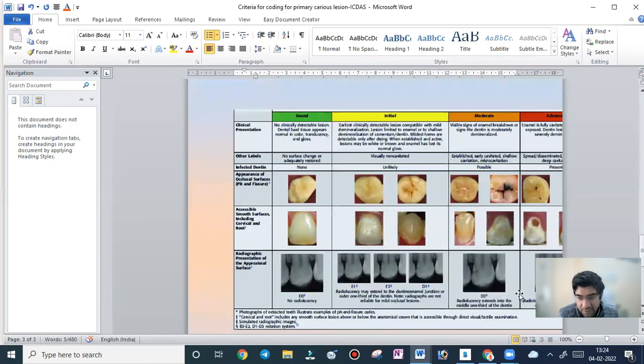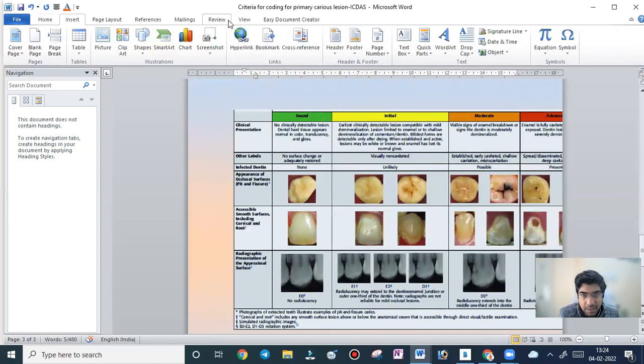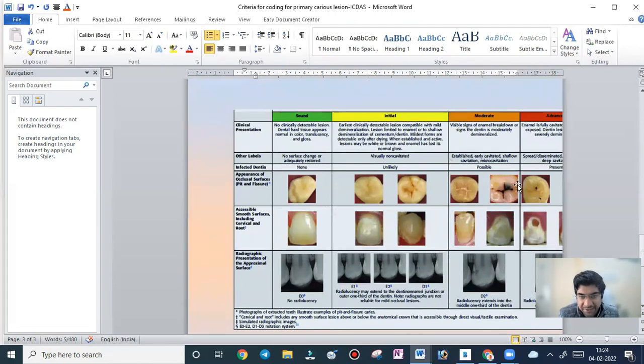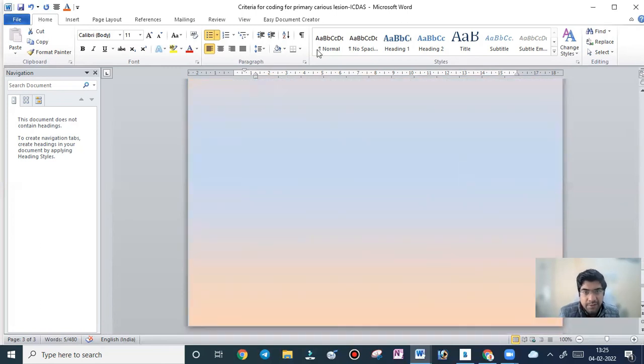In the exam, there was one question. A figure was given and it was asked to identify the score, whether it is sound, initial, moderate or advanced. The answer was that it is the moderate type. So that was all about the ICDAS score and criteria. Multiple questions have been framed from this topic, so this is something important for your exam.